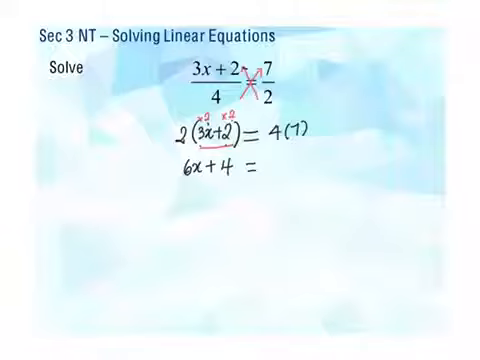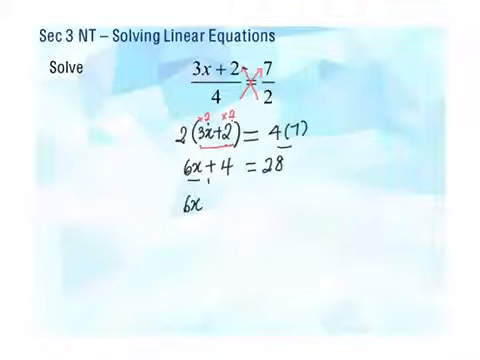And over at this side, this is 4 times 7. 4 times 7 is 28. Now how are we going to solve this equation? We need to get all the x on one side, all the numbers on the other side. So there is only 6x over here. We are going to keep 6x.